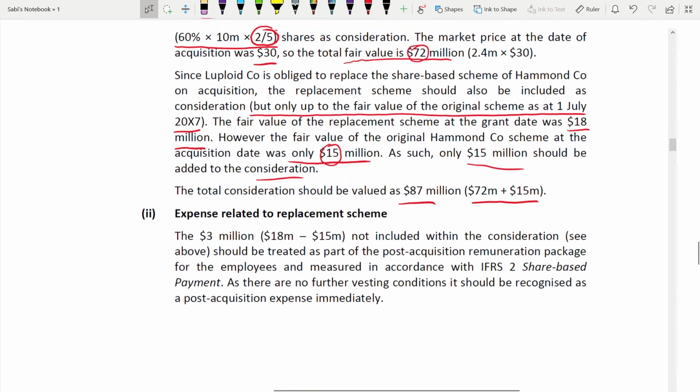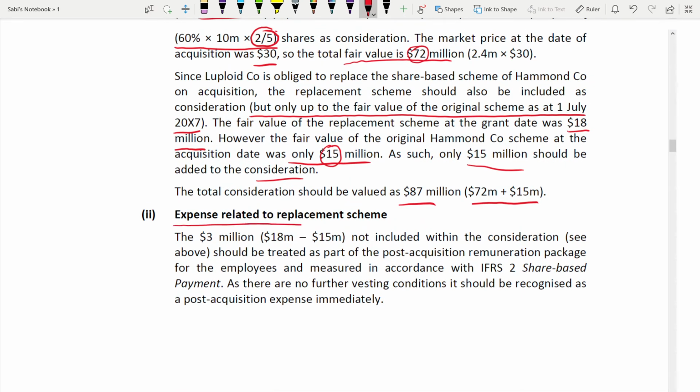So now it is the expense relating to the, you see, they have given a subheading relating to the replacement scheme. So the replacement scheme was 18, but the fair value of the original scheme was 15, so 3 million not included within the consideration. You see, it is relating from the first one to the second one. You have to link. There is always a link to your previous answer. It is not a completely standalone new question. No, no, no, no. You have to make use of those numbers. Okay, so the 3 million was not included. We saw previously it was not included within the consideration. See above, this shows that it is linked.